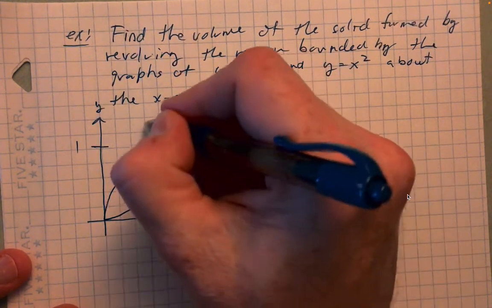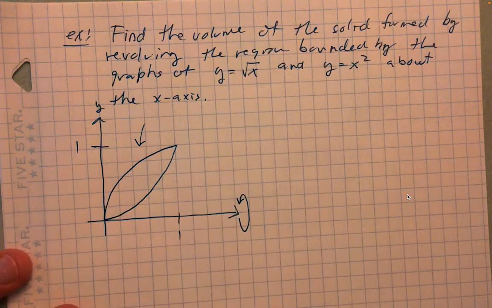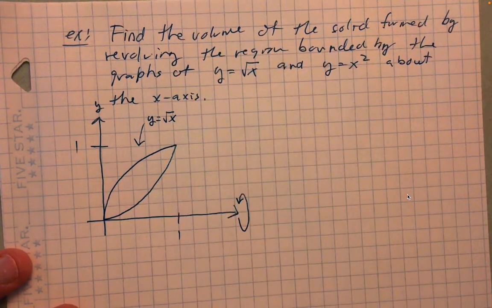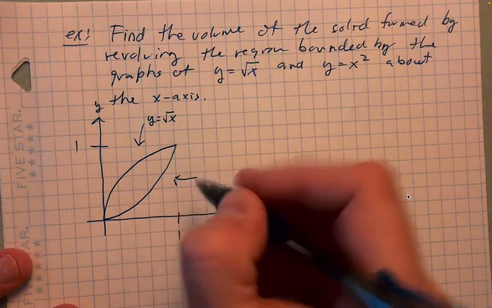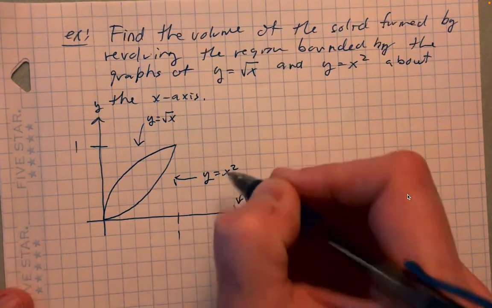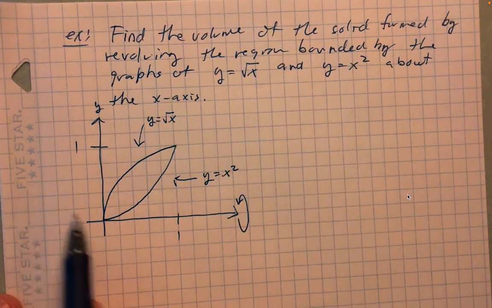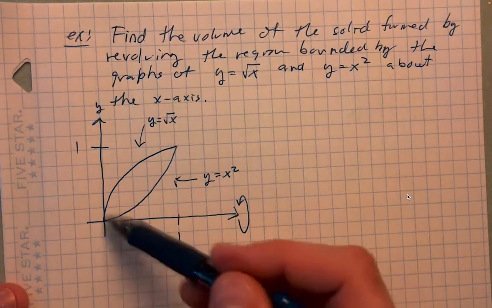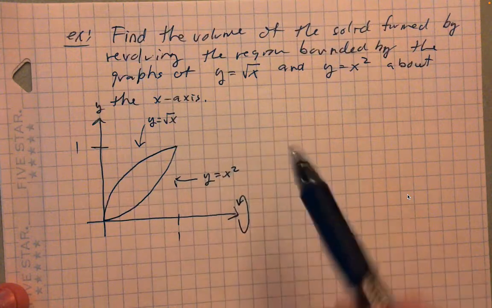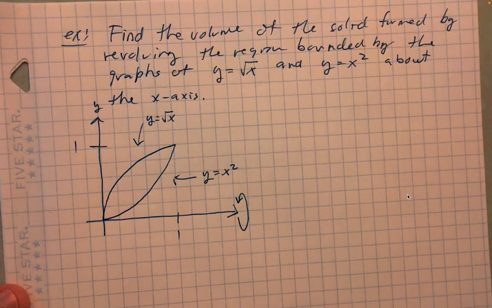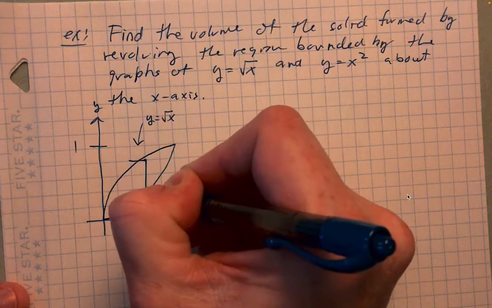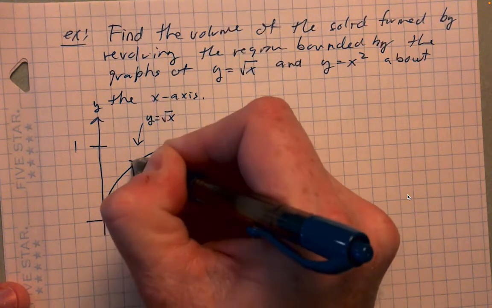Okay, the top function is y equals the square root of x. The bottom function is y equals x squared, right? So you can imagine y equals x squared, just a parabola here, and then you can imagine the square root of x, you know what it does, right? It kind of comes like this and heads up. So our representative rectangles are going to be inside of this figure.